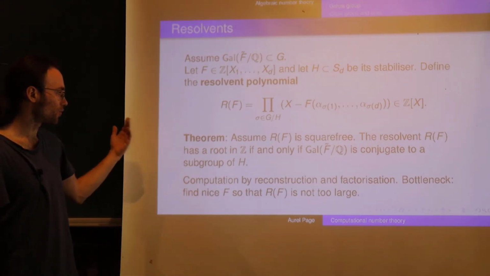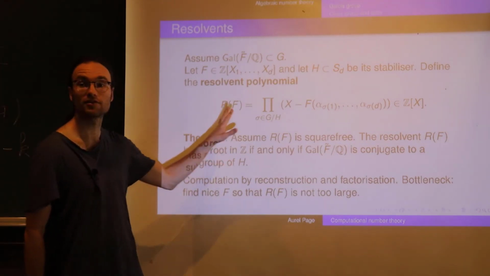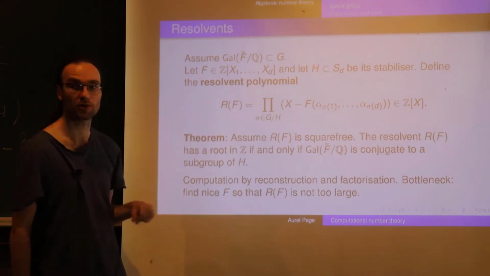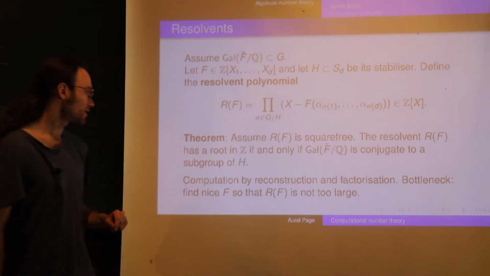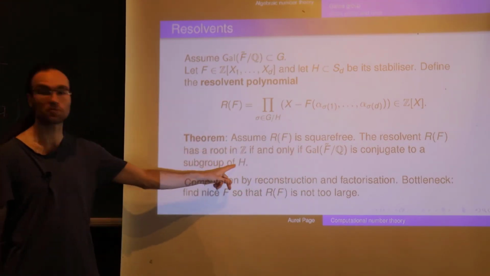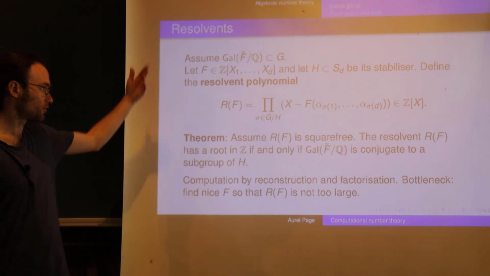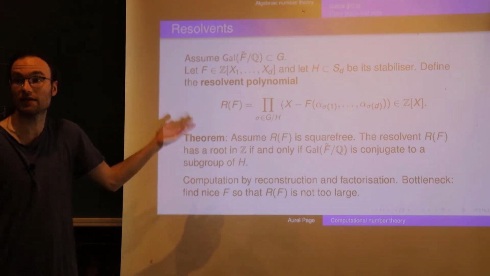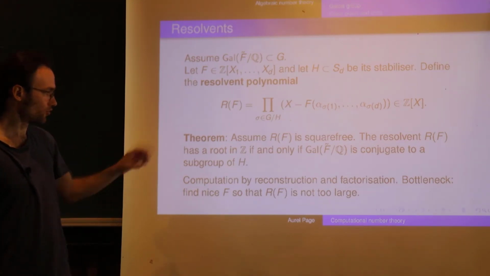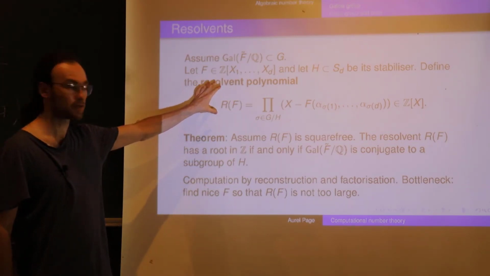And what is the point of this construction? Well, this resolvent polynomial might not be square-free when you're in bad cases, but you can do extra work to make sure it is. If it is, then it has a root in Z if and only if the Galois group is conjugate to a subgroup of H. And so you can do this whole computation by reconstruction and then factorization to get the roots of the polynomial. And so these are fast operations in terms of the size of this resolvent. And this is the whole problem.